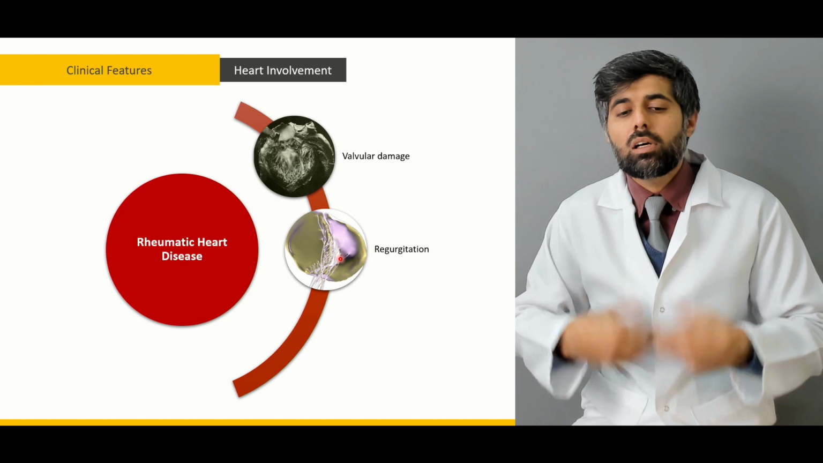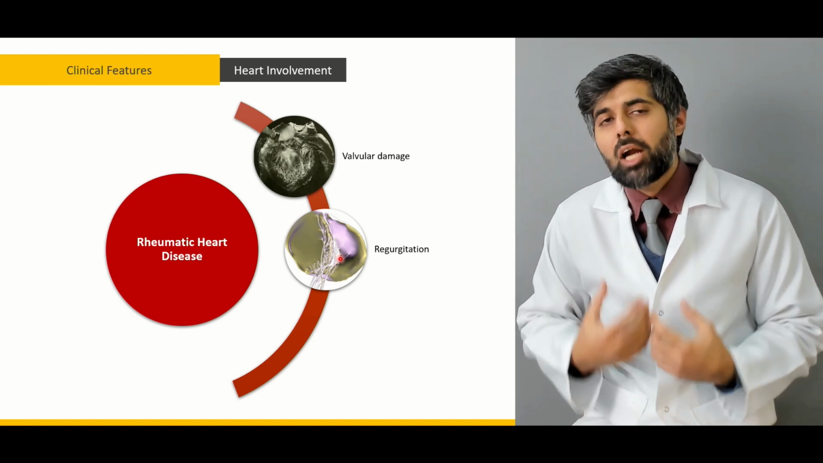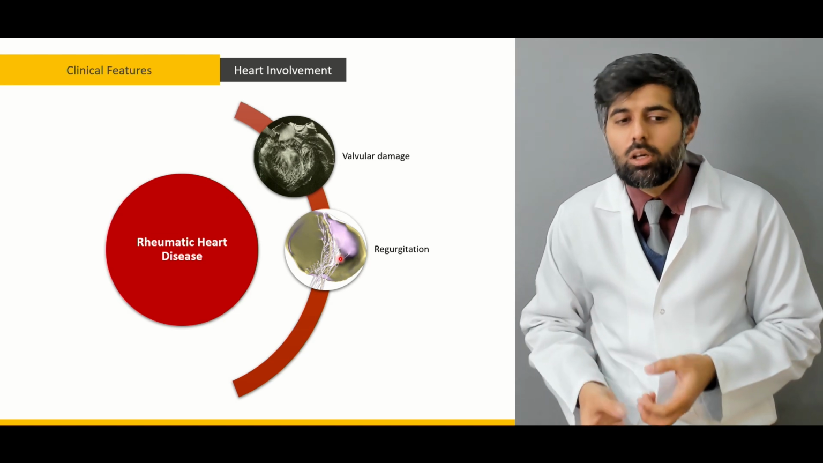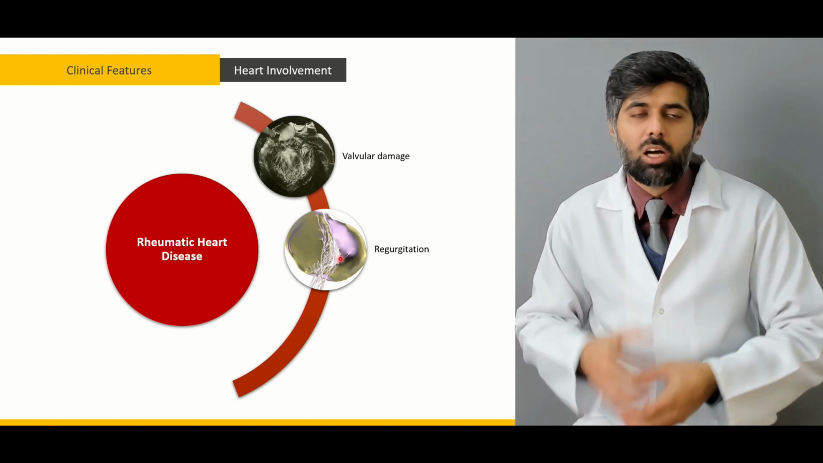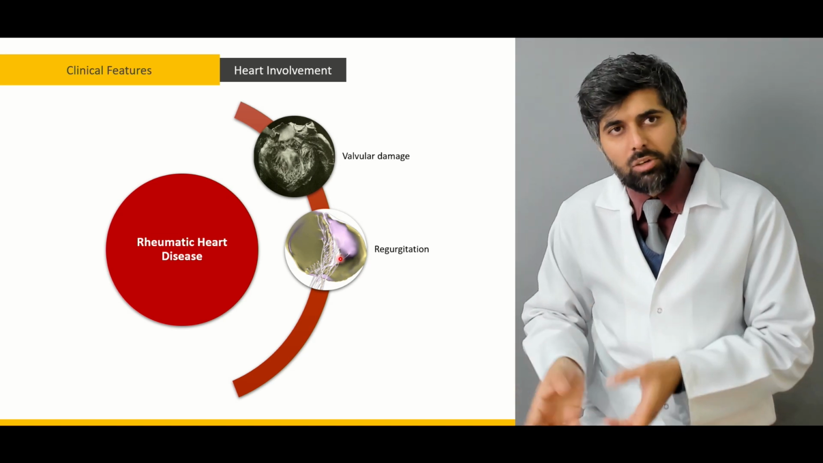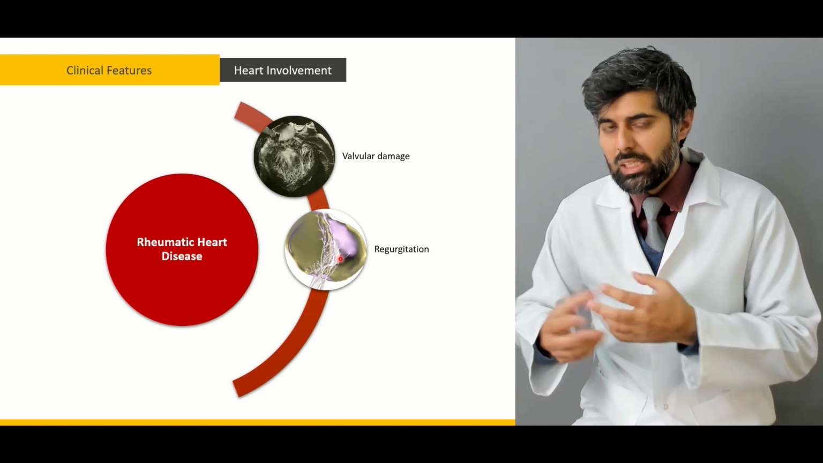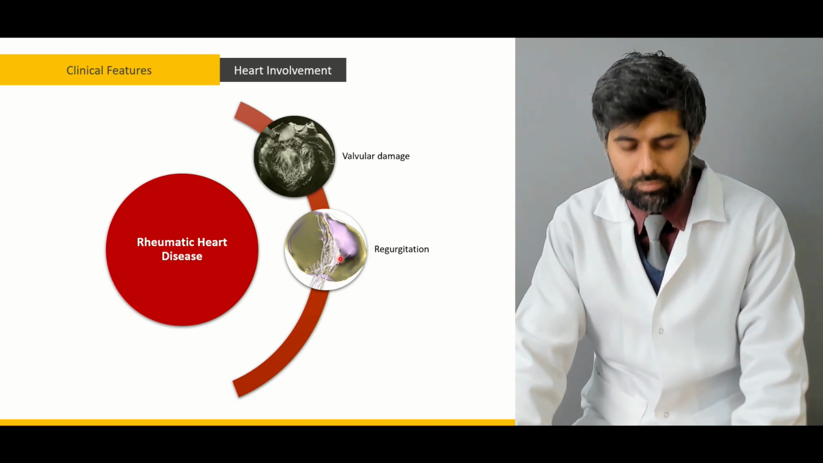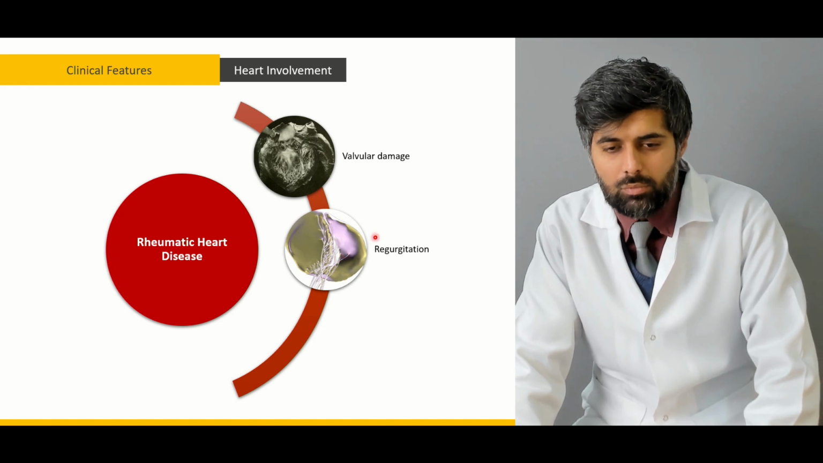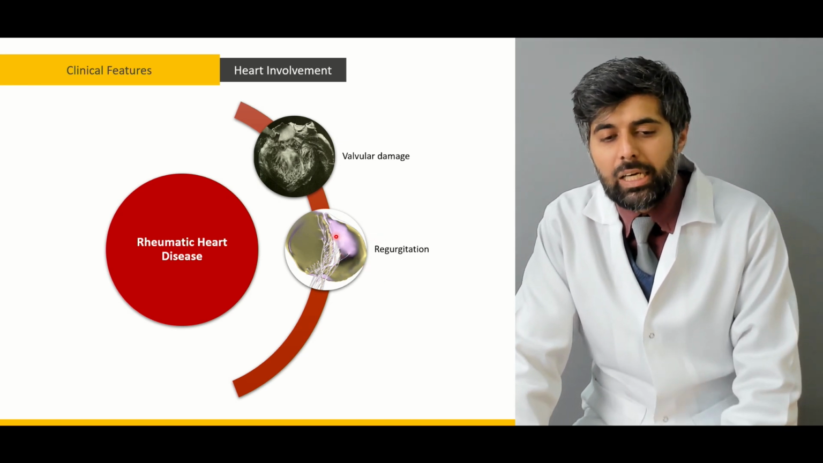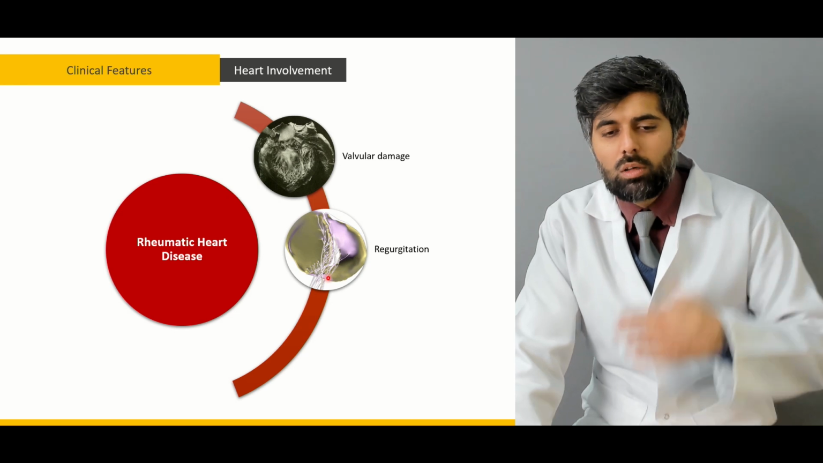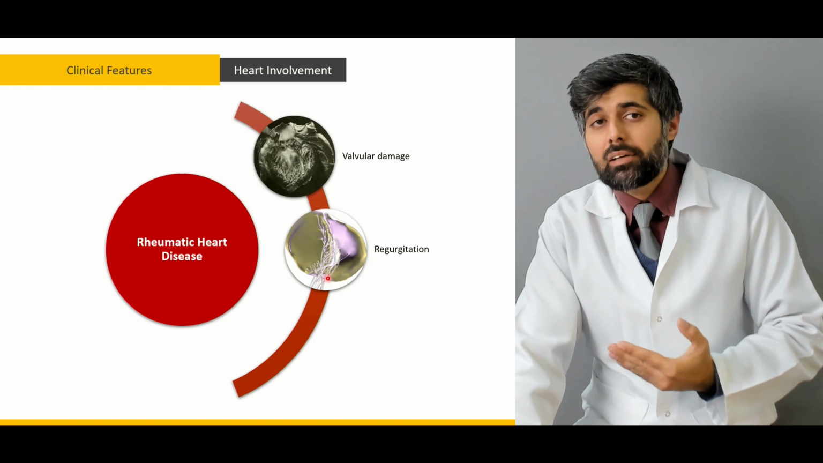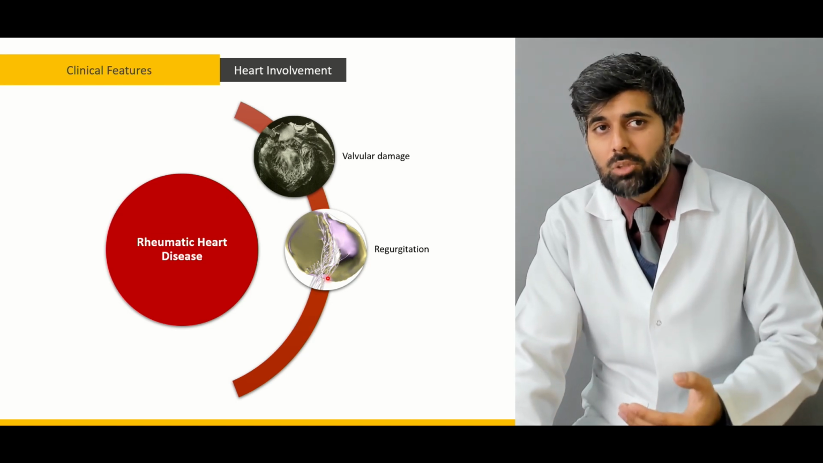This is called regurgitation, and mitral regurgitation is the most common presentation of rheumatic heart disease, along with aortic regurgitation. That is the regurgitation of the aortic valve. So, in simpler terms, it is the backflow in the reverse direction of the blood inside the heart chambers.